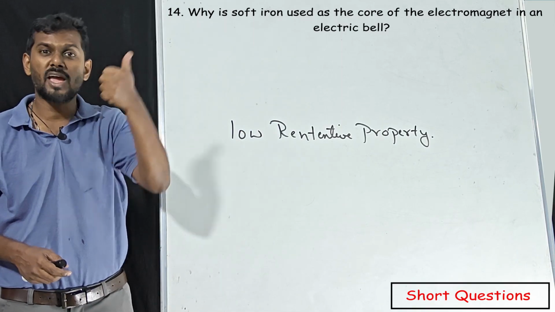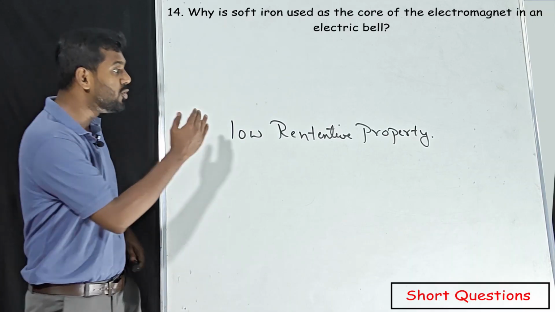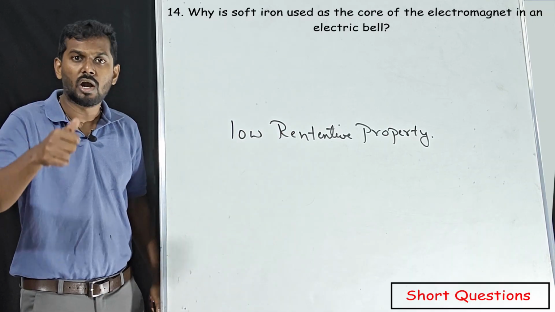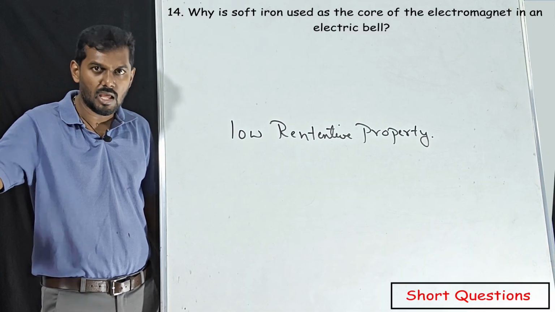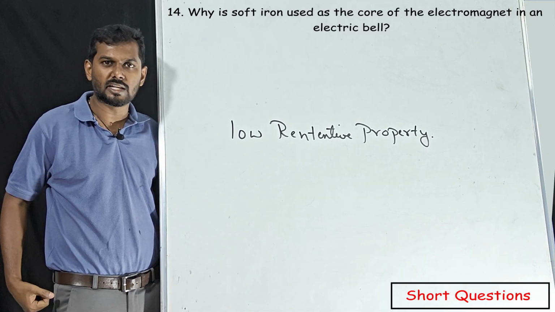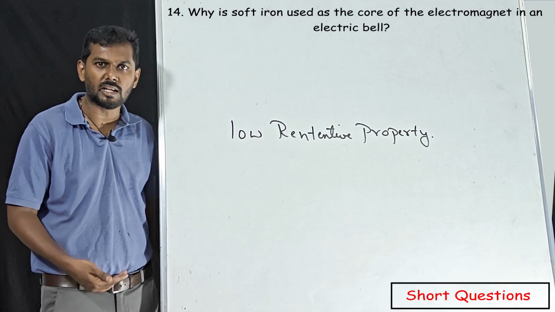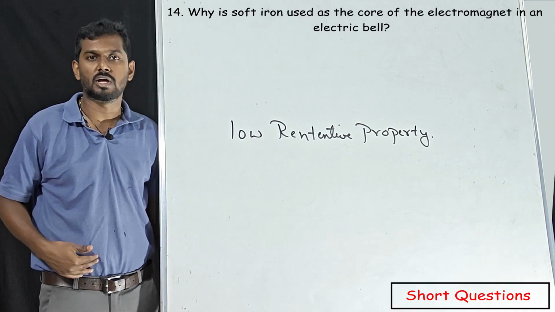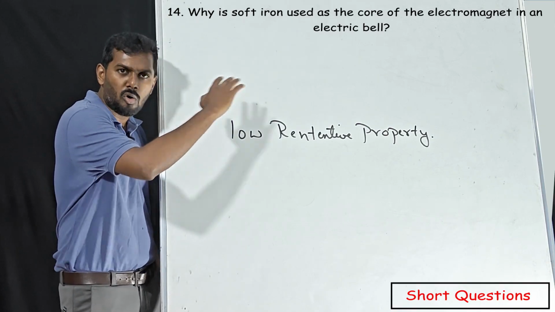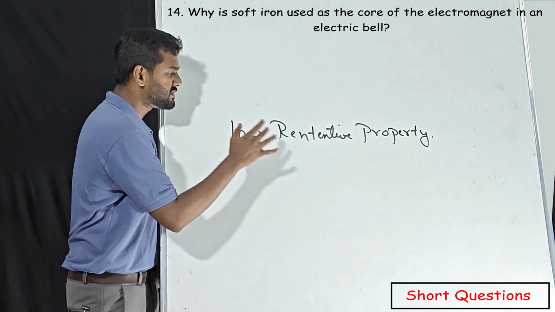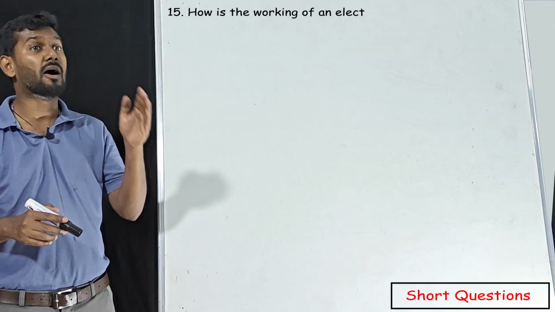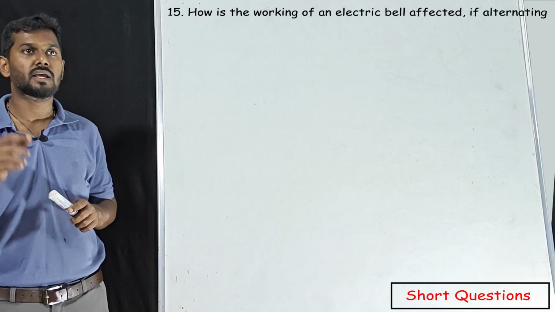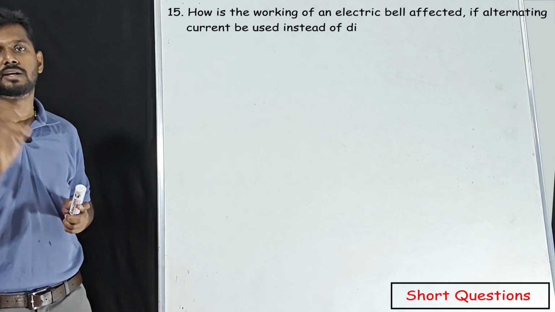But why are we using soft iron? Soft iron has low retentive property. Once you turn on the switch, it gets the magnetic field strength. Once you take out the electricity, that is nothing but current, the magnetic field goes off. Instead of writing all those things, a very simple answer: low retentive property. That's it. Our next question, how is the working of an electric bell affected if alternating current is used instead of direct current?